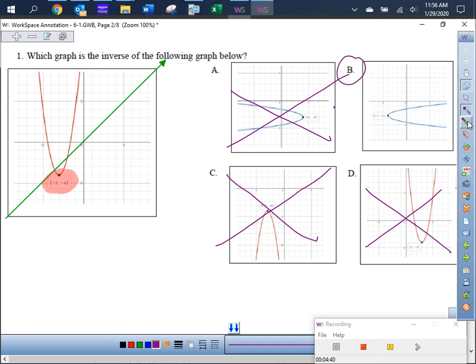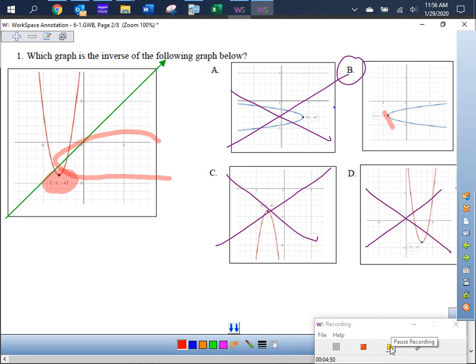You can also tell because this reflects over the line y equals x. If I reflect this, you get that cool sideways parabola looking shape here. So that's a neat little question there.